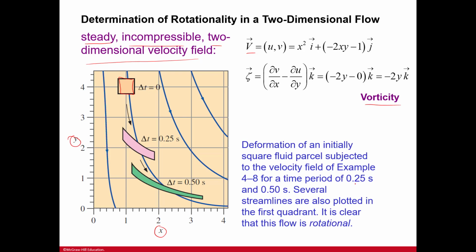So here it's for a time period of 0.25 and then 0.50, and you can see several streamlines in the first quadrant, and it's clear that the flow is rotational. That's because of the deformation, right? The initially square fluid particle is subject to the velocity field, and therefore we have some rotation going. So this point is now to here, this point is now to here, this point is now to here, and this point is now to here. So it's rotating, it's deforming.